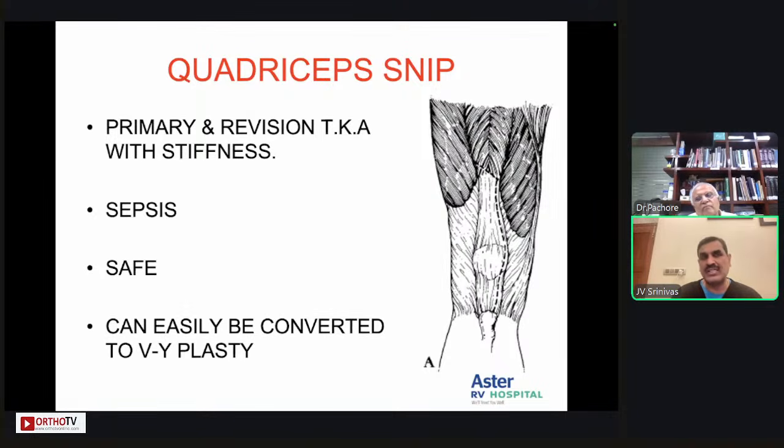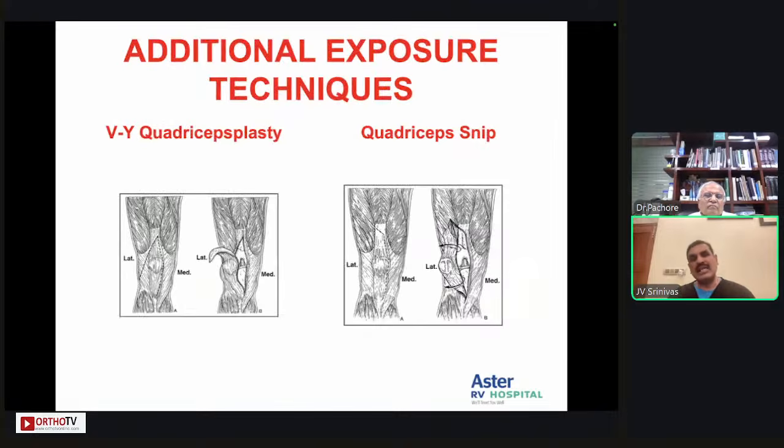Rehabilitation is much faster. There's no quadriceps extensor lag after the surgery. Quadriceps snip is a fantastic approach in difficult cases, but in extra-articular stiffness, when you want to achieve a range of movement and lengthen the muscle, definitely you should not think of quadriceps snip. So these additional exposures, as I mentioned before, VY-plasty is much better than a quadriceps snip in an extra-articular stiffness or a stiff, bony healed, bony fused knee.